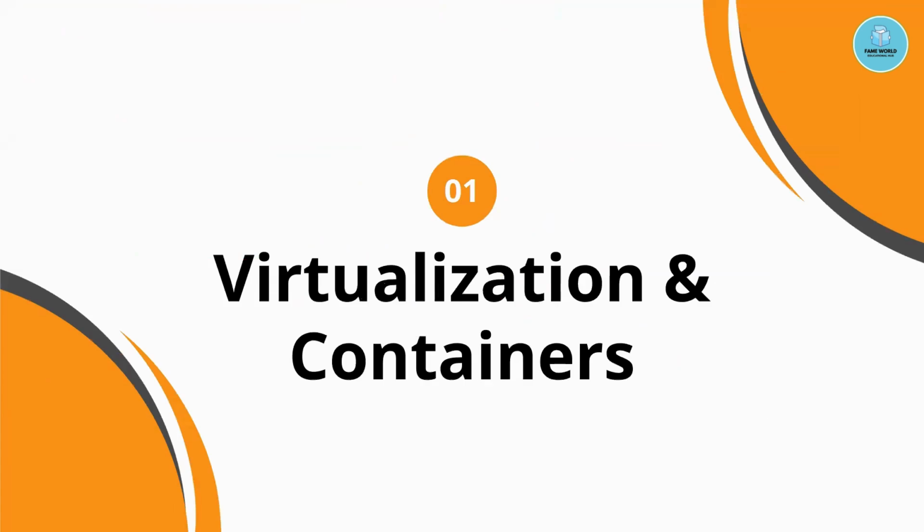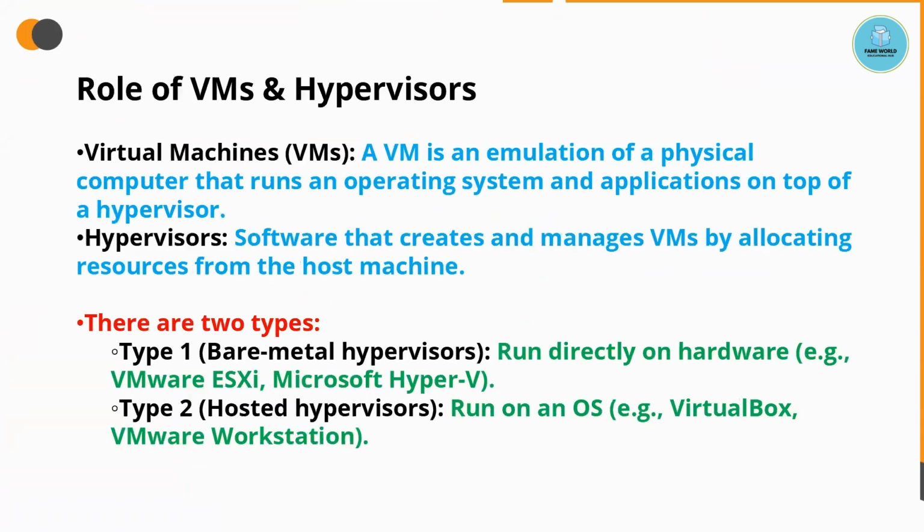So when we talk about virtualization and containers, there comes the concept of VMs, the virtual machines, and the hypervisors. A virtual machine, a VM, is an emulation of a physical computer that runs the operating system and applications on top of a hypervisor. A hypervisor, what is it? A hypervisor is a software program that creates and runs virtual machines. It is used to run virtual machines on a single physical computer, and it is also known as the virtual machine monitor (VMM). The hypervisor allocates resources like memory and processing power from the host computer to the VMs, and each virtual machine acts as a complete computer itself with its own operating system and programs.